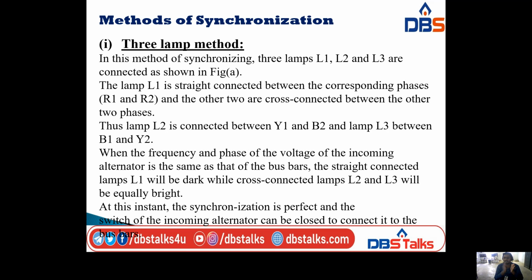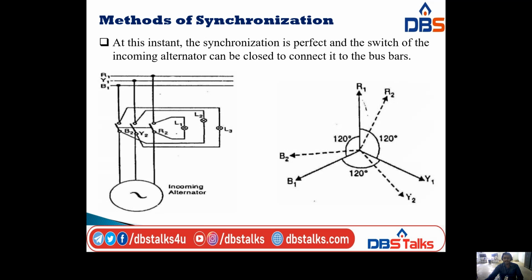So the lamp L1 is fully dark, and the lamps L2 and L3, which are connected crossly, shine bright. At this instant, the synchronization is perfect, and the switch of the incoming alternator can be closed to connect it to the bus bars.